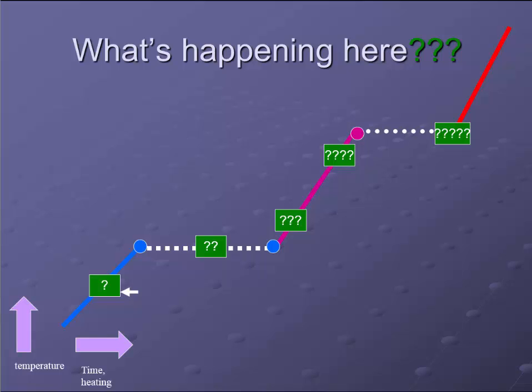Are they solid, liquid, gas, or a mixture of those? Are they on the colder end of that region or on the hotter end of that region? And is the temperature still changing where those question marks are, or is the temperature remaining constant?